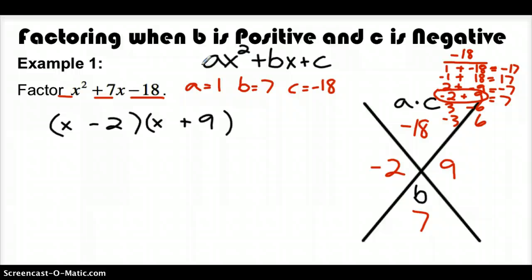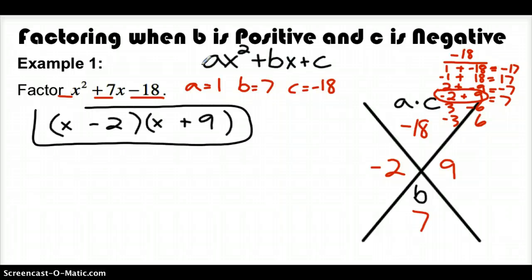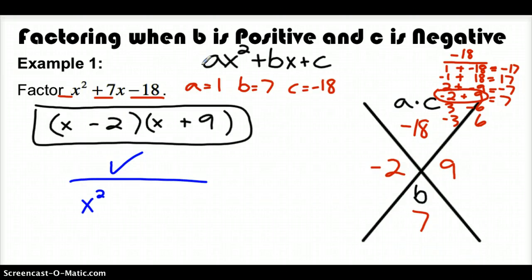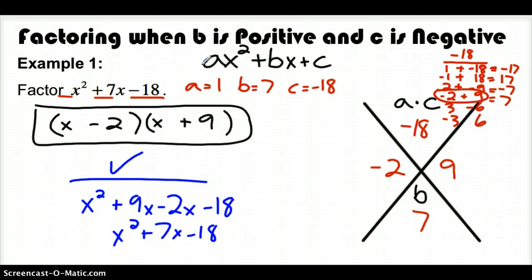Now I'm just going to circle my answer, and I'll go ahead and check with FOIL here to make sure I got the right answer. First times first will give me x squared. The outside numbers will give me a positive 9x. My inside numbers will give me a negative 2x. And last times last will give me a negative 18. When I add these up, here's what I get. So I know that I got the correct answer because I checked it.